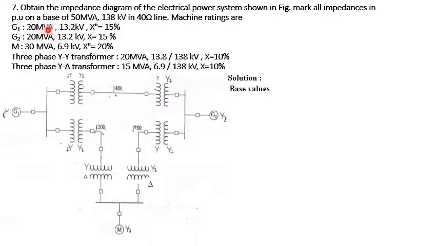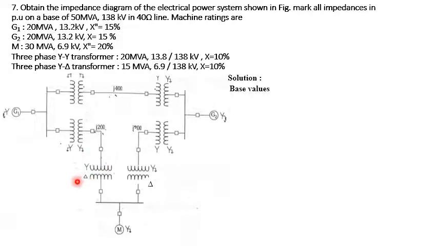We have generator G1, 20 MVA, with a rated voltage of 13.2 kV, subtransient reactance 15%. We have generator G2, the ratings are given. There is a motor here. Then the three phase star to star transformers. This is star to star. This is also star to star. This is also star to star.